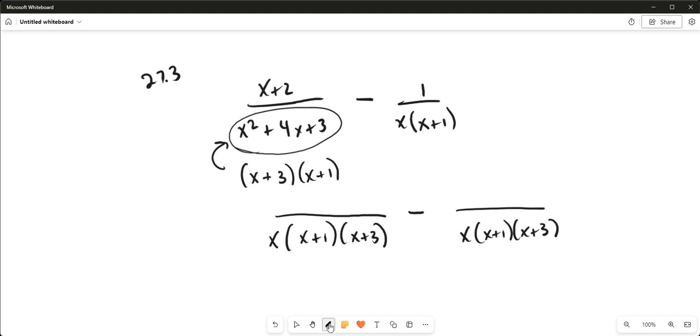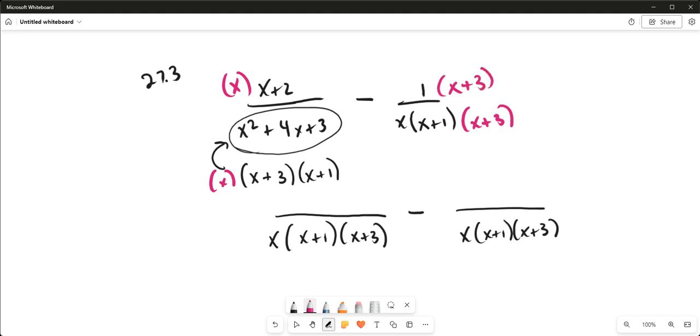And then we're going to see what's missing and multiply that times the numerator. So what's missing here is the x, and what's missing here is the x plus 3. So we're going to multiply the numerator here by x, and we're going to multiply the numerator here by x plus 3. So when I multiply that out, that's going to be x squared plus 2x. And this is just going to be x plus 3.